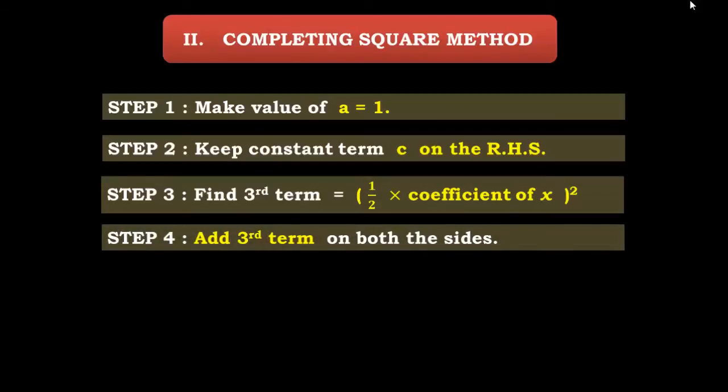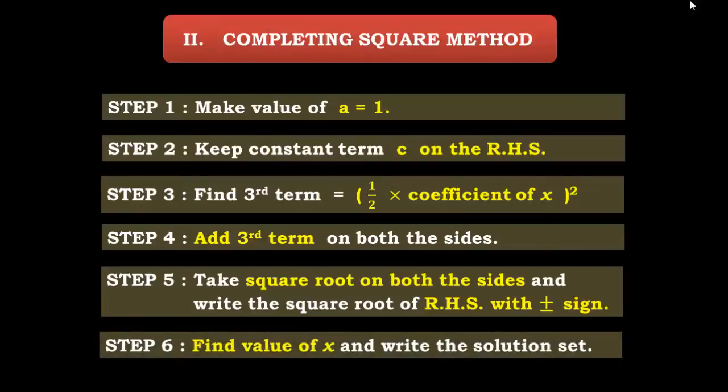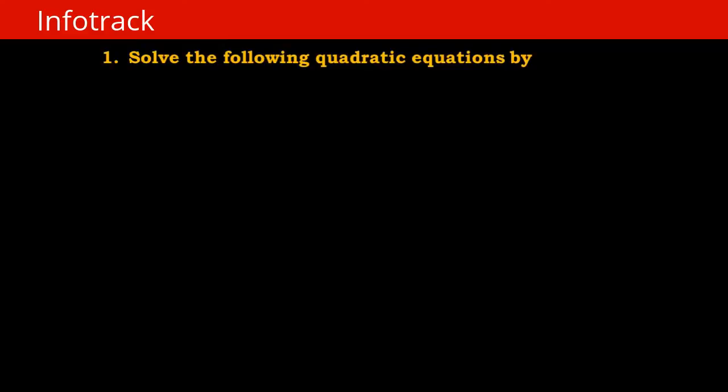Now step number 4, add the third term on both the sides. And step number 5 is take square root on both the sides and write the square root of RHS with plus or minus sign. See, you have to take the square root of RHS with both the sign plus minus. So these are the steps to solve the quadratic equation by completing square method. See, and finally you have to write the value of x and write the solution set, that is the roots of quadratic equations.